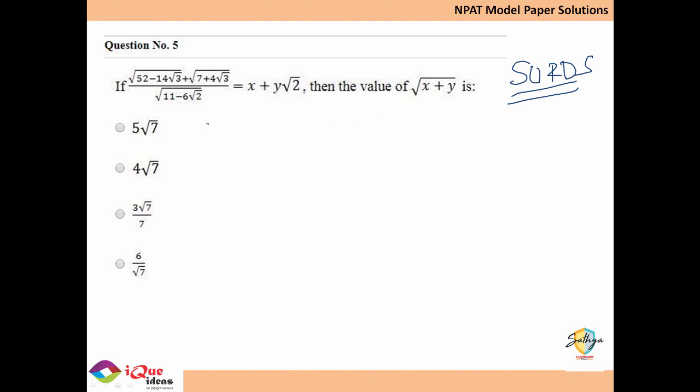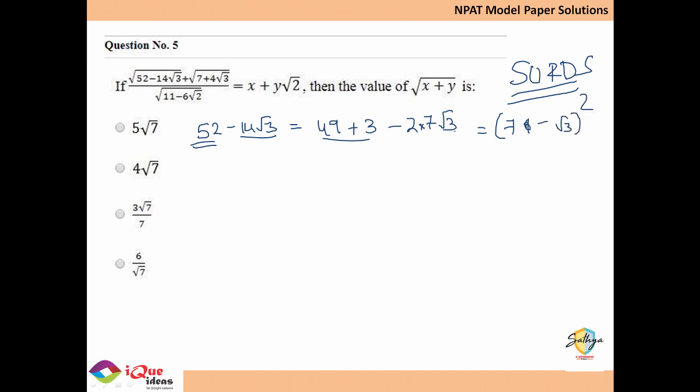So first let's take the first part, 52 minus 14 root 3. Technically I can break this down as 49 plus 3 minus 2 into 7 into root 3. I split the 52 into 49 plus 3. 14 root 3 can be written as 2 into 7 into root 3. And you can quickly identify this is 7 square plus root 3 square minus 2 into 7 into root 3. So can I not write it as (7 minus root 3) the whole square, right? So under root of 52 minus 14 root 3 will be simply 7 minus root 3.